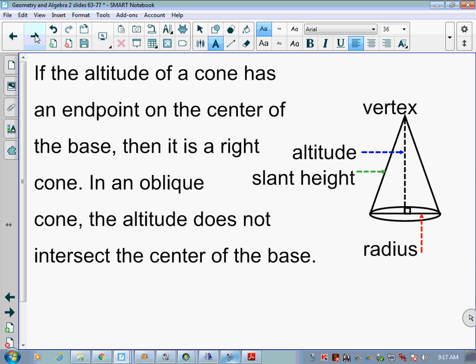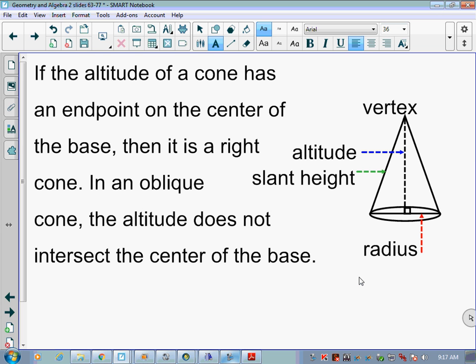What's going to be easier for you is to see this picture right over here, where it's going to point out what everything is. Our vertex is obviously the point at the top. On our base, the line that's going to go from where our altitude connects with the base is going to be our radius. It should be perpendicular in the event that what we have is a right cone. Now, we can also have an oblique cone, where it's somewhat tilted, okay?